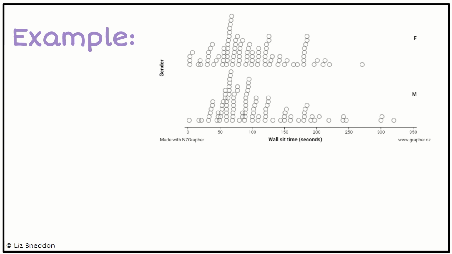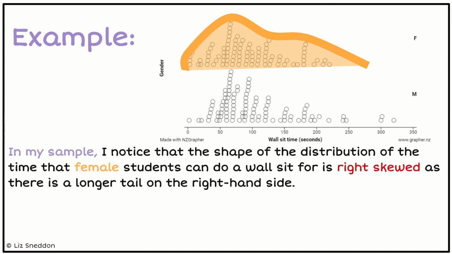So let's look at our example here. So we've got our wall sit times for males and females. Draw our line over the top and shade it in. So for females, it looks like there's more data on the left and it's a bit more spread out, longer tail on the right hand side. So that to me looks more like a right skewed distribution. So that's what we want to say.